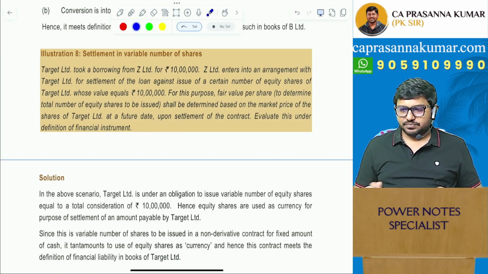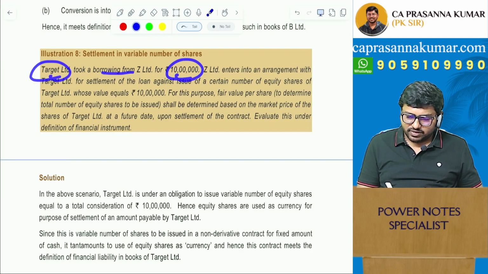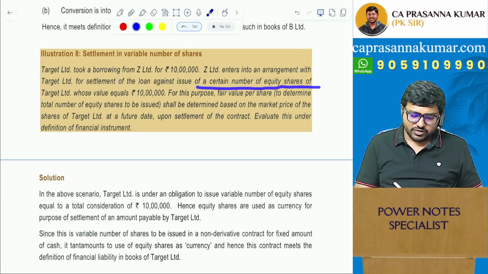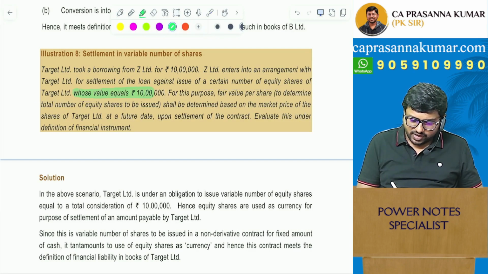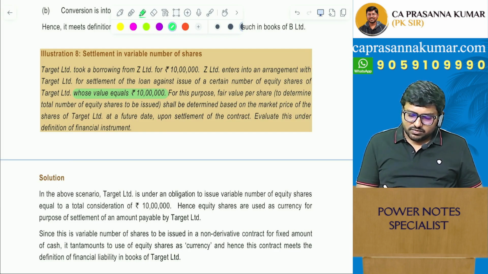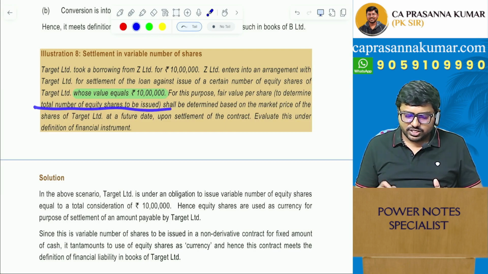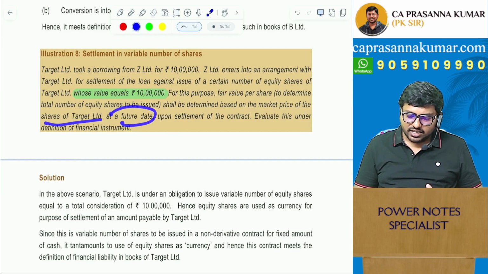Illustration 8. Okay. Target Limited took a borrowing from Z Limited for 10 lakhs. Z Limited enters into an arrangement with Target Limited for settlement of the loan against issue of a certain number of equity shares of Target Limited whose value equals 10 lakhs. For this purpose, the fair value per share to determine the total number of equity shares to be issued shall be determined based on the market price of the shares of Target Limited at a future date upon settlement of the contract. Evaluate this under the definition of financial instrument.